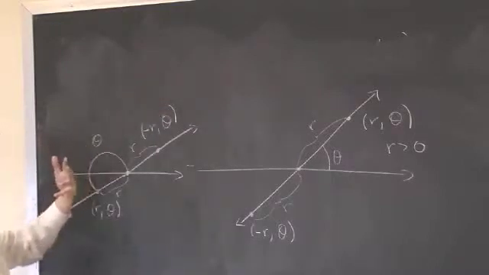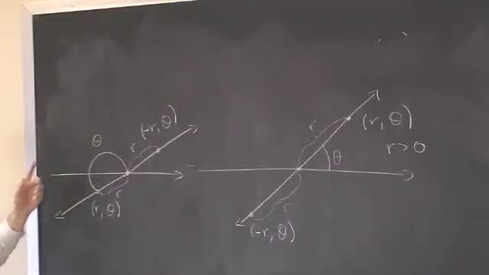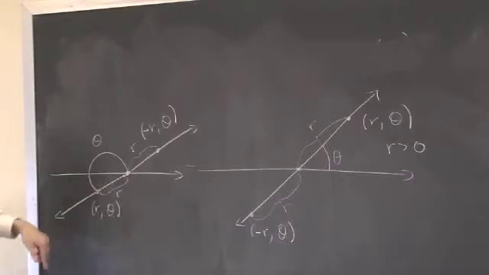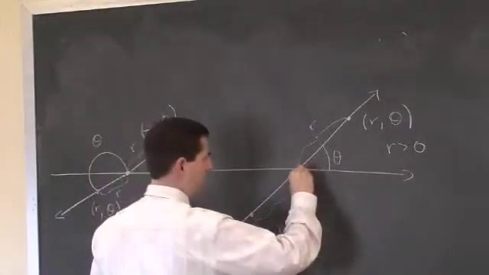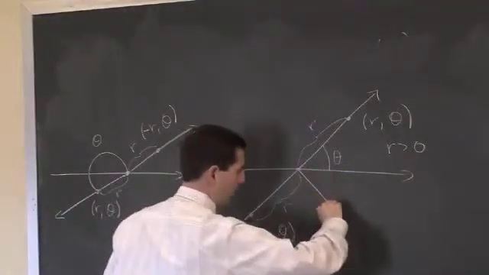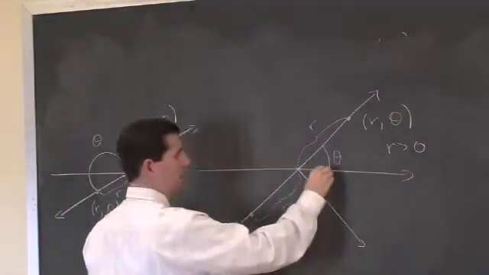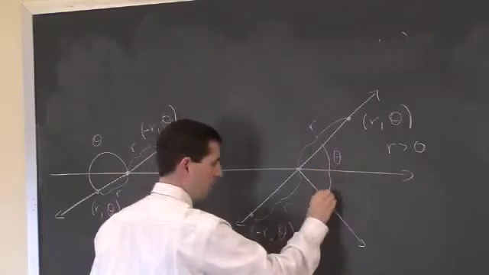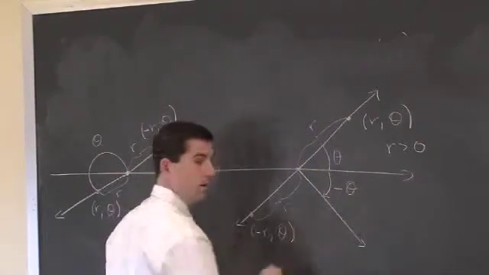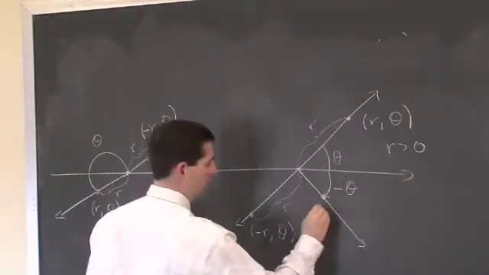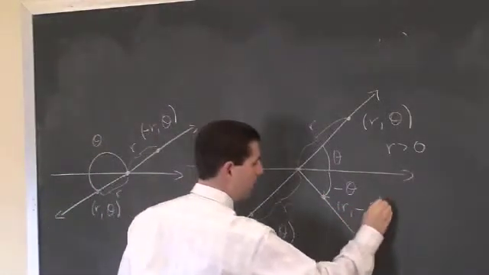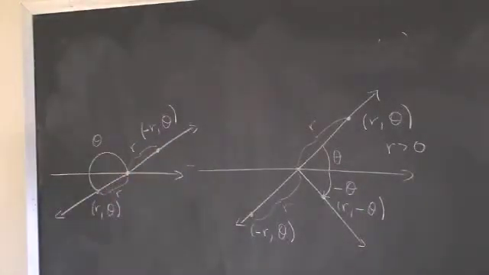By the way, what do I mean by a negative angle, you think? Just go the other way. So if I went down here, if I go this way, I could have negative theta. And so this point would be r comma negative theta. It's kind of weird, right? It takes a little practice.